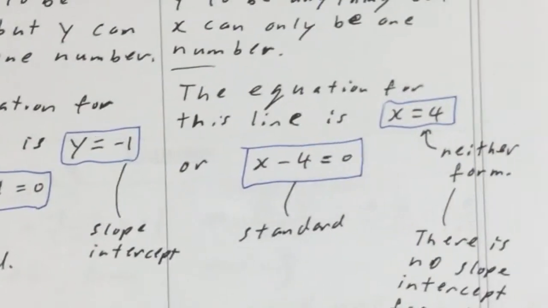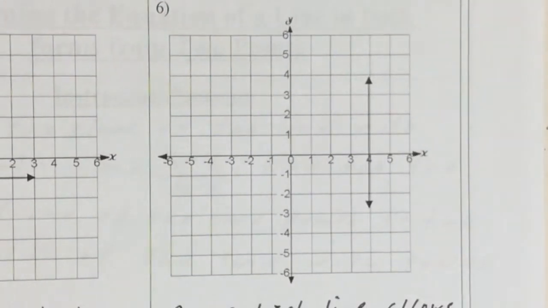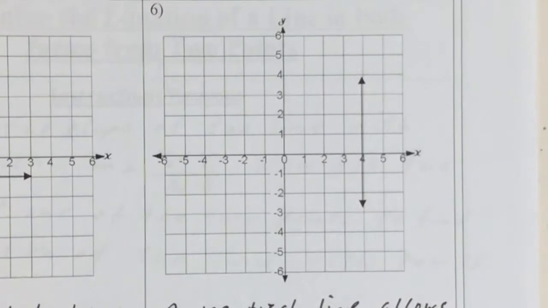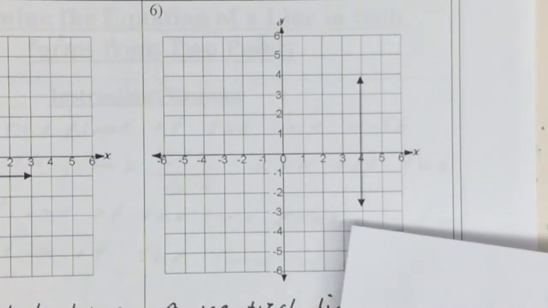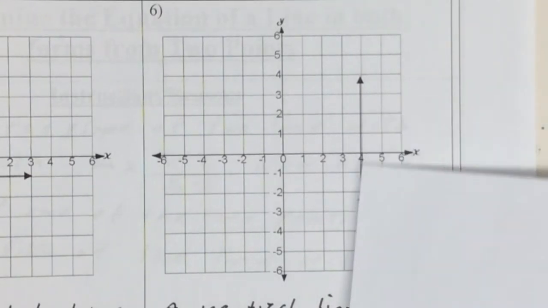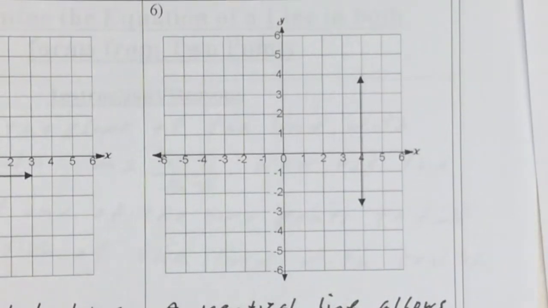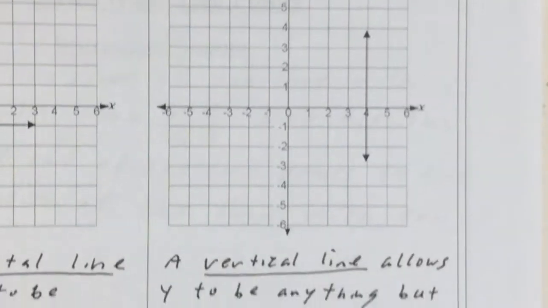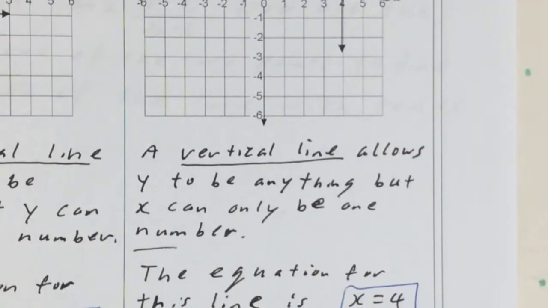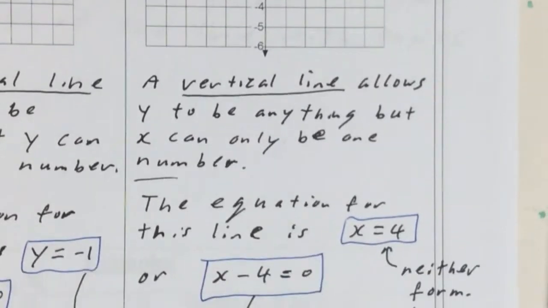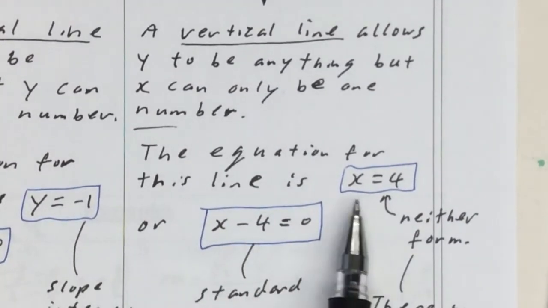And then we have the vertical line. Vertical line. In this one, x can't change. It's always 4. Y is anything. Okay, so in this one, x equals 4 will be the equation of this line. Okay, so it's a vertical line. Allows y to be anything. X can only be one number. Okay, in this case, it's 4.